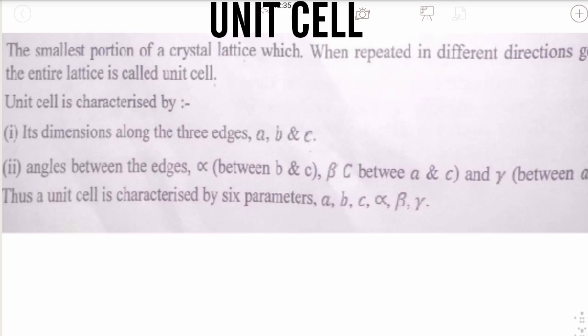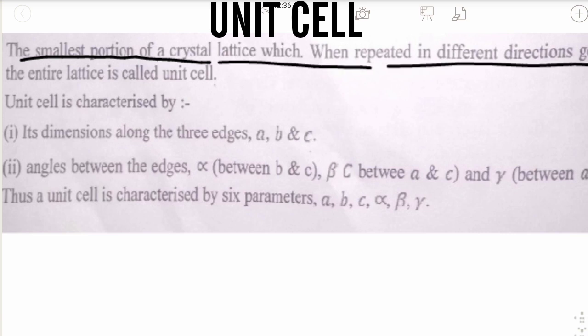We have already understood the crystal lattice. Now let's deal with what a unit cell is. The smallest portion of a crystal lattice which, when repeated in different directions, generates the entire lattice is called a unit cell. When you repeatedly draw that same structure, you get the structure of the unit cell.